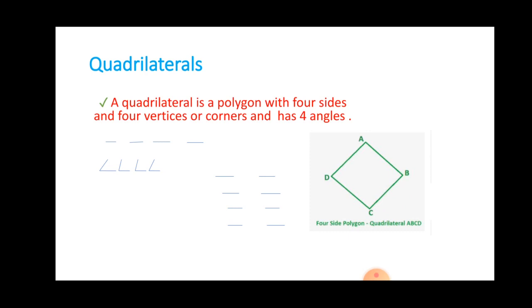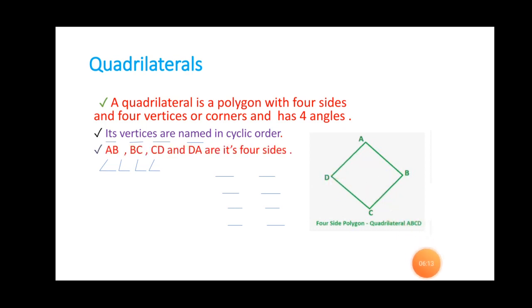So children, as we know, a quadrilateral is a polygon with 4 sides and 4 vertices which has 4 angles. Now the vertices are named in cyclic order. They are vertex A, vertex B, vertex C and vertex D. Now if I talk about its 4 sides, they are side AB, side BC, side CD and side DA. And the 4 angles are angle A, angle B, angle C and angle D.